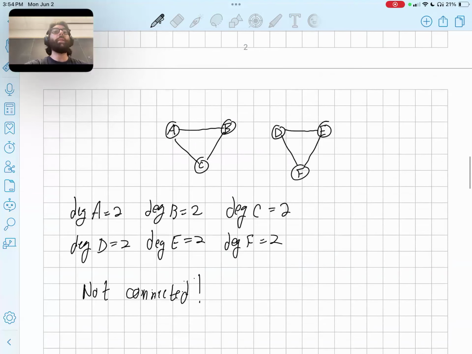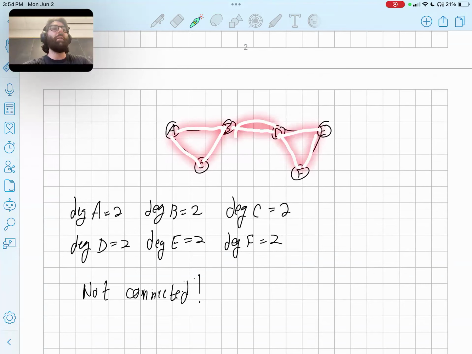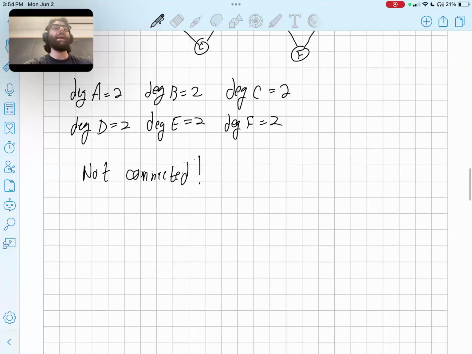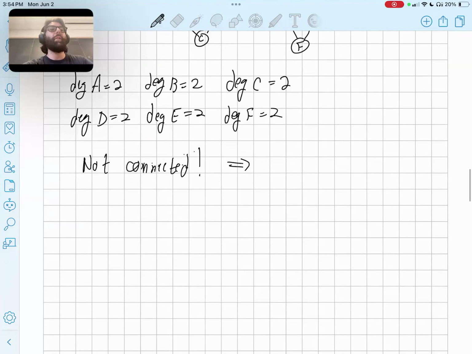Okay, and so this is one of the ways we can fail to have an Euler path or circuit, right? If I'm starting on this left component, if I start at B, then I can hit all the edges on this side, but I have no way of getting to the edges on this component. I would have to invent another bridge or another edge. So it's not connected, and so that tells us that there's no Euler path or circuit.